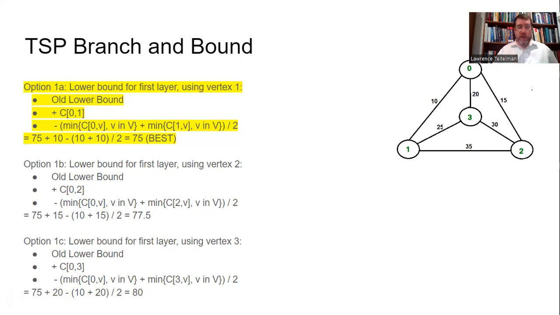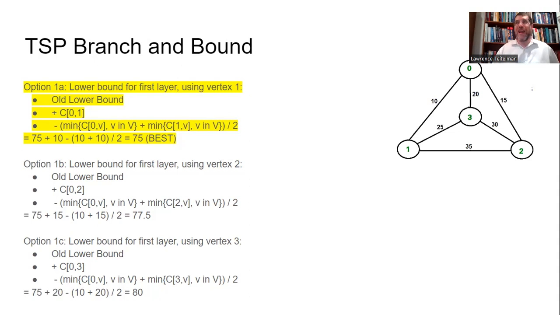Right? Because what does this mean? It means if I continue going from 0 to vertex 1, my lower bound is still 75. So that's good. If I go to vertex 2, my new lower bound is going to be 77.5, which isn't bad, but it's not as good. So we assume that I'm better off going with the 1 because it doesn't reduce my lower bound. If I go to vertex 3, we know that my lower bound is going to go up to 80.